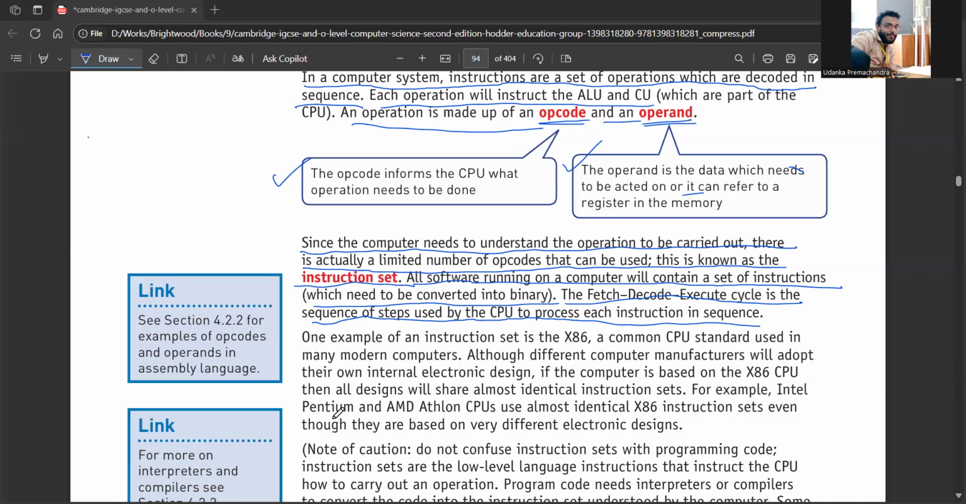You can write like that. It should be a sequence. That means one after one. So you should know that one.